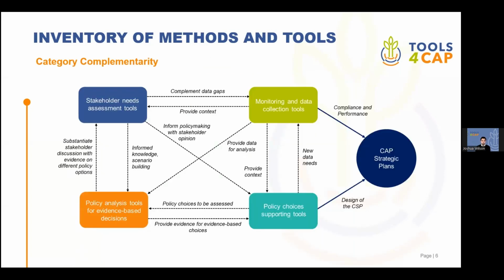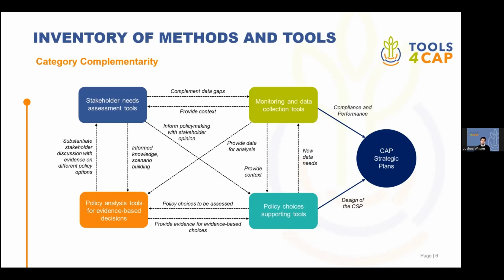So here I just wanted to touch upon the interlinkages between the potential use of the categories of tools. Now, of course, there are several factors that affect a member state's choice of tools, but when using the online inventory, it's important to note that tools can be complementary to one another across categories. And so I guess the design and monitoring tasks can be carried out through a combination of tools, with, say, the outputs of a given tool feeding into the inputs of another.